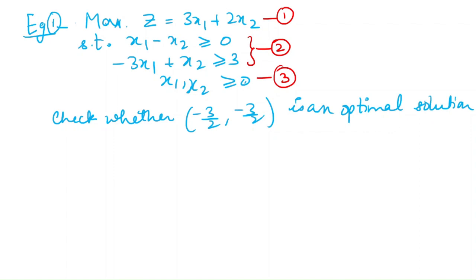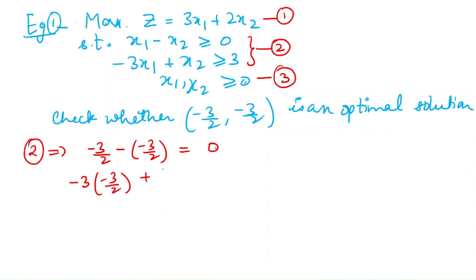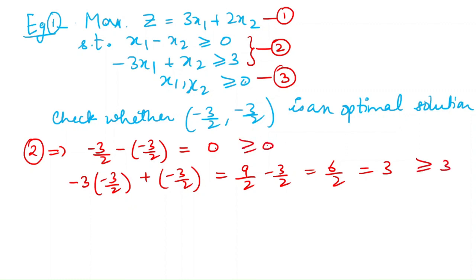So let us consider whether it is a solution or not. In equation number 2 we put the values of x1 and x2. So -3/2 minus of -3/2 is coming out to be 0. So obviously it's satisfied. And the second one, that is -3 times -3/2 plus -3/2, that's coming out to be 9/2 minus 3/2, 6/2, which is equal to 3. So it's greater than or equal to 3, and the first is greater than or equal to 0. So they both are satisfying the constraints in equation number 2.